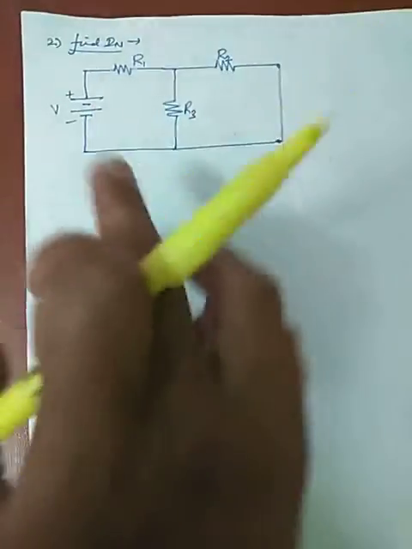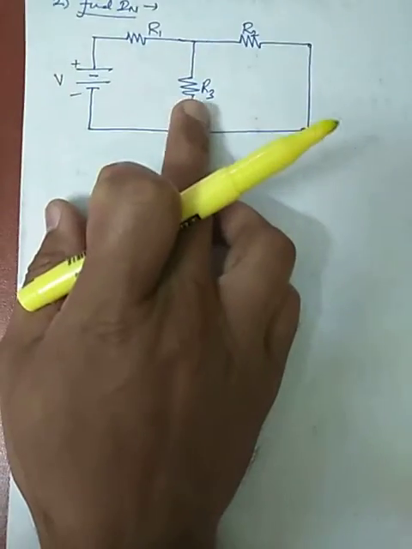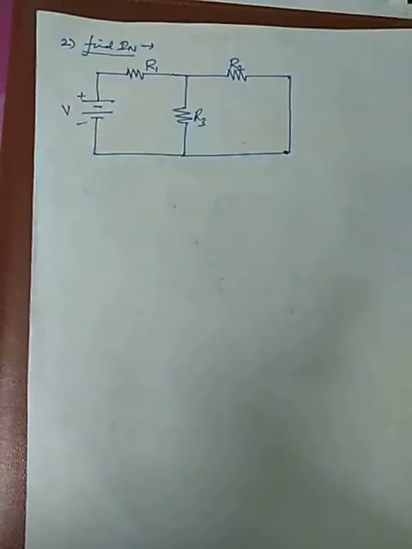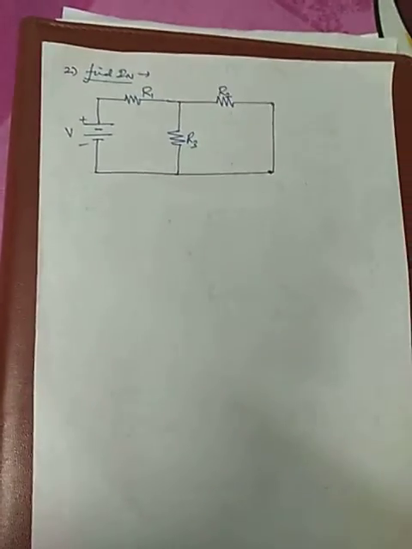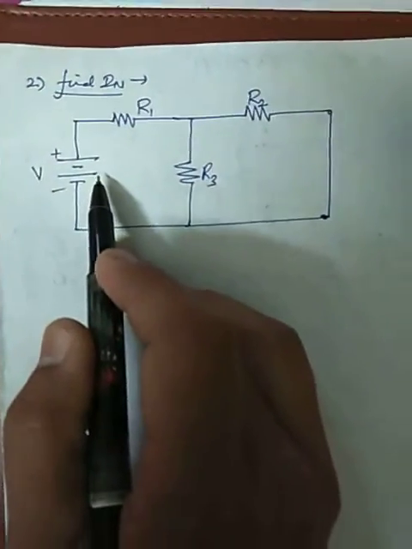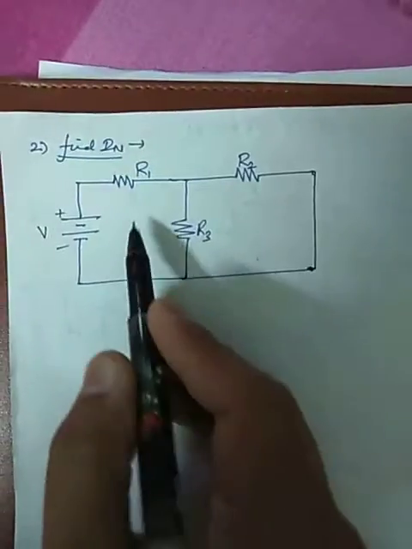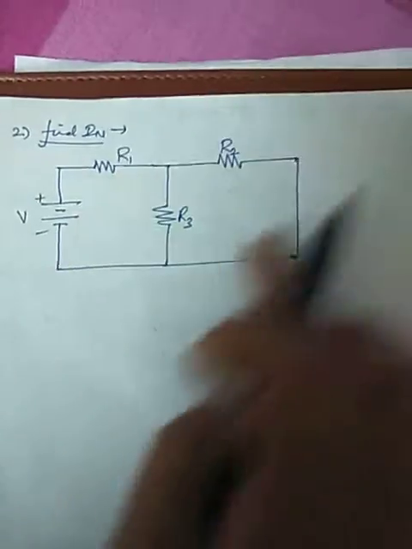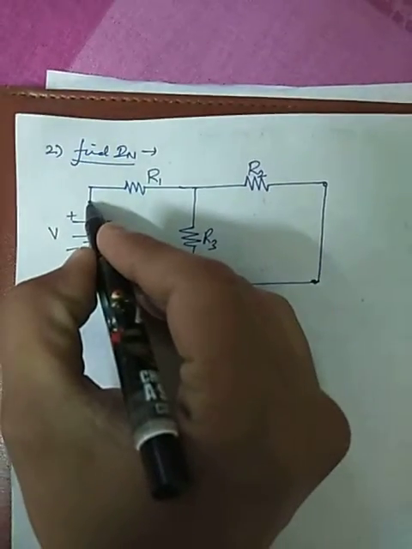So from here, with the help of this diagram, we will calculate the Norton current. So how will we calculate? See, there is only one voltage source here. So the current will flow in this circuit with the help of this voltage source.